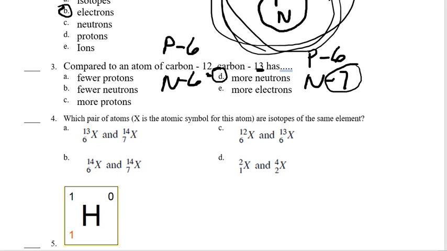Which pair of atoms, X is the symbol for the atom, are isotopes of the same element? So isotopes of the same element mean it has to have the same atomic number. And so these are the same elements. In fact, this would be carbon, since carbon has an atomic number of 6. The larger number is the mass number, but notice the mass number here is different. So this has 1 more neutron than this one. So this answer right here is the answer to the isotopes of the same element.